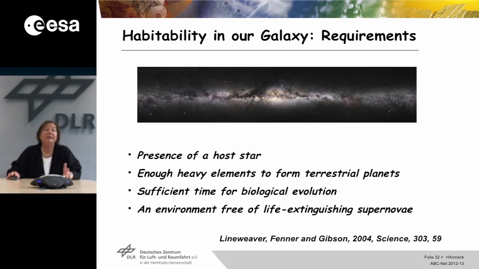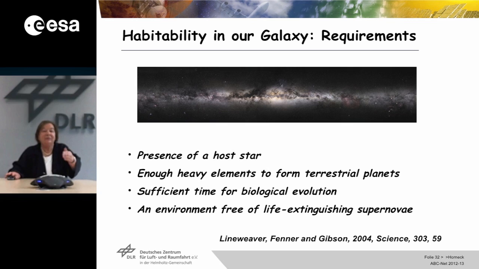First, we need, of course, a host star, because only planets that orbit around a star can be supportive of life. The star itself is much too hot, so that cannot support life. Second, enough heavy elements to form terrestrial planets. I also told about the requirements for life, that we need heavy elements, so hydrogen and helium, which were produced in the first category of stars, is not enough.